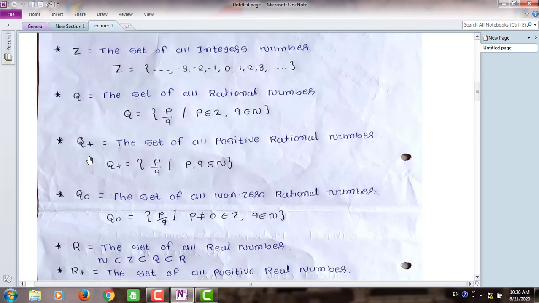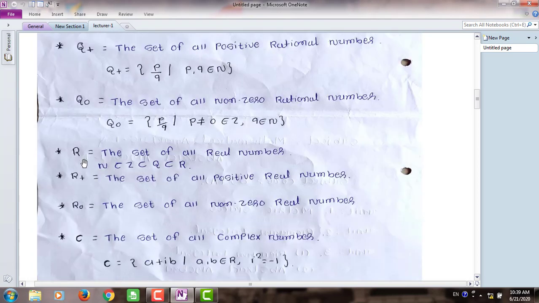Next set is Q plus, the set of all positive rational numbers. It is denoted by Q plus, and Q plus is equal to which type of element? p divided by q, where p and q belong to natural numbers. Next set is Q0, the set of all non-zero rational numbers. Q0 is equal to p divided by q, where p does not equal 0 and p belongs to Z and q belongs to N. This type of element is included in Q0, and the set's name is the non-zero rational numbers.